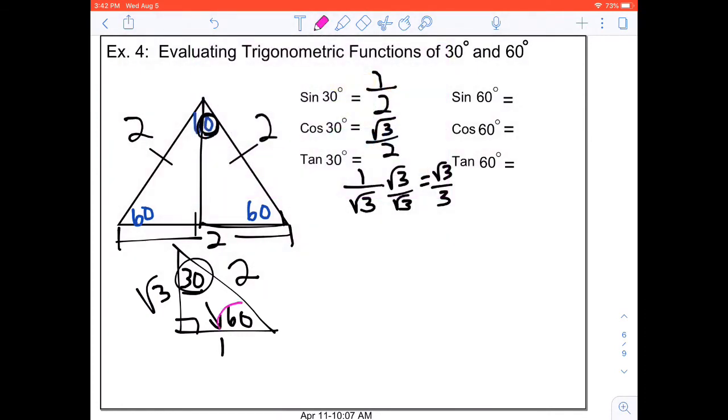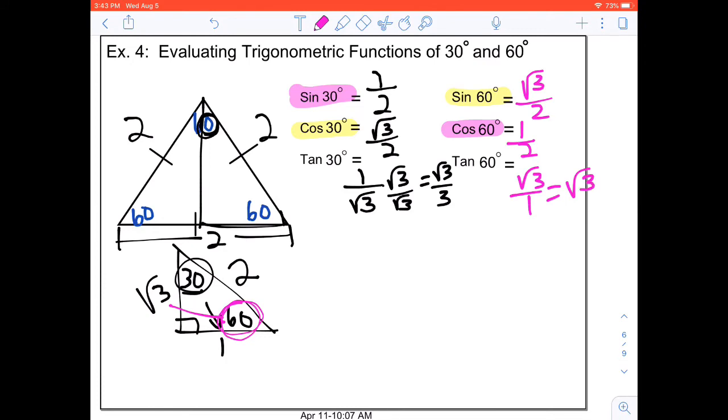Now let's do the sine of 60. Opposite 60 is root 3 over the hypotenuse of 2. Now let's do the cosine of 60. That's going to be adjacent over the hypotenuse. All right, and last but not least, your tangent of 60 is going to be root 3 over 1, or just root 3.